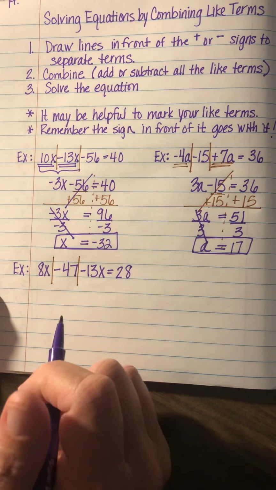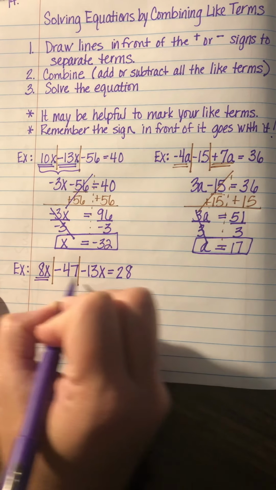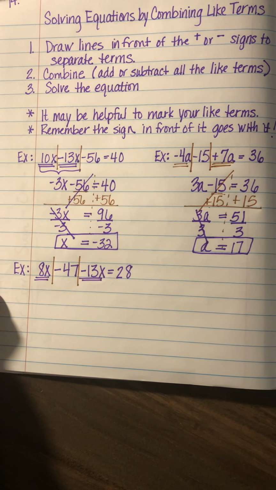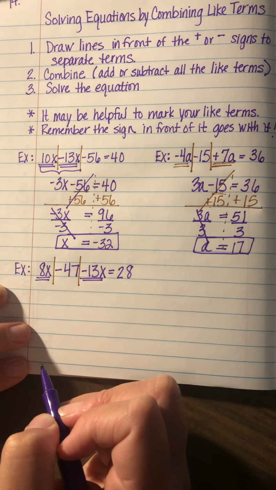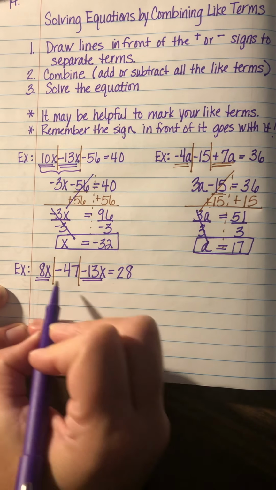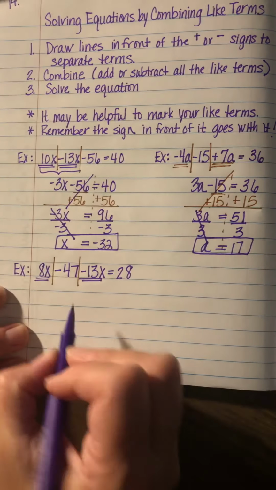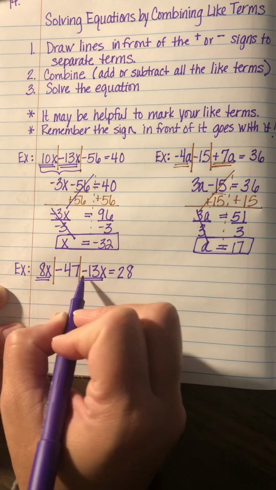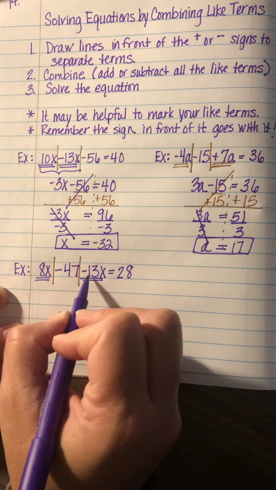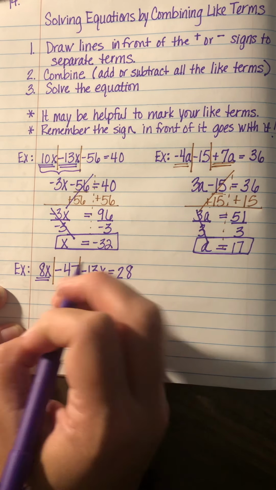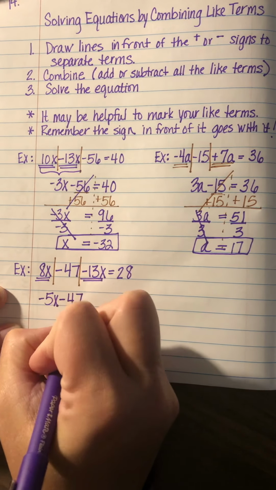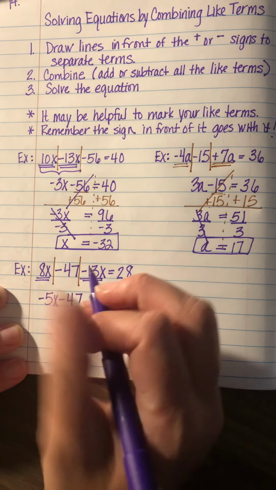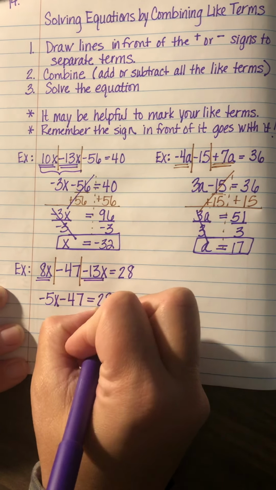We're going to mark our like terms. 8x and the minus 13x, since they both have x's. The minus 47 stands alone. Okay, we're next going to combine. So step 2, we're going to combine these like terms. So 8x minus 13x, we're going to use that sign in front of it. So 8 minus 13 gives us a negative 5x. The minus 47 gets brought straight down. Again, that sign in front of it goes with it. And the equals 28 just stays.